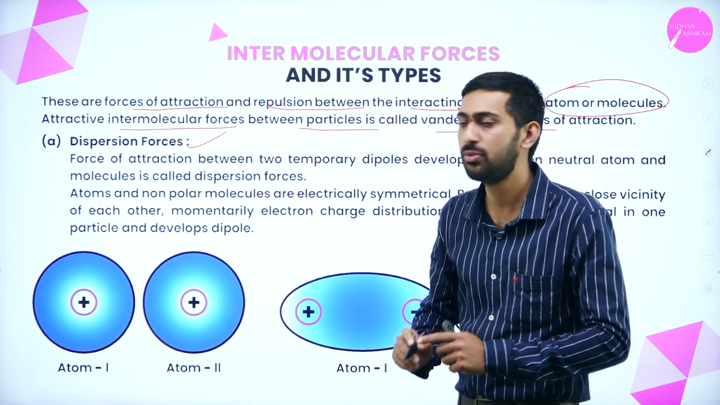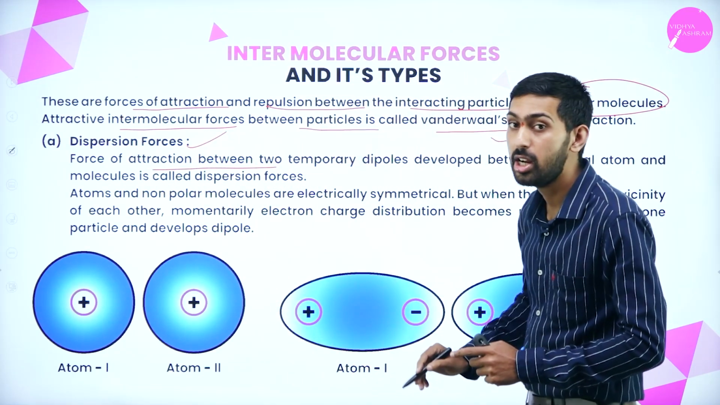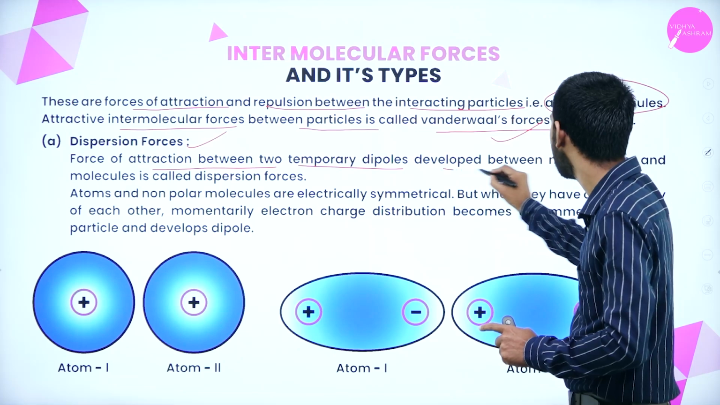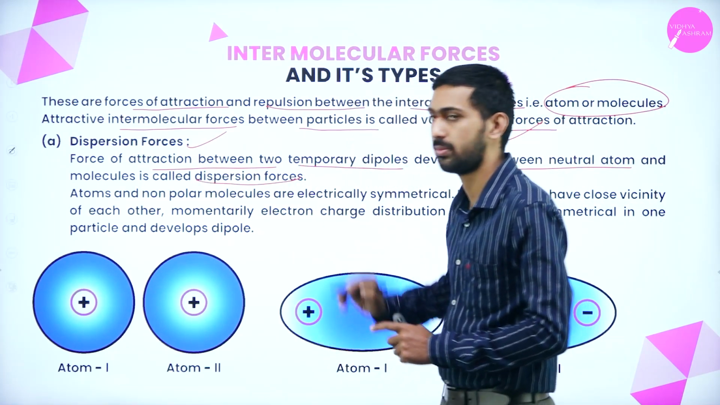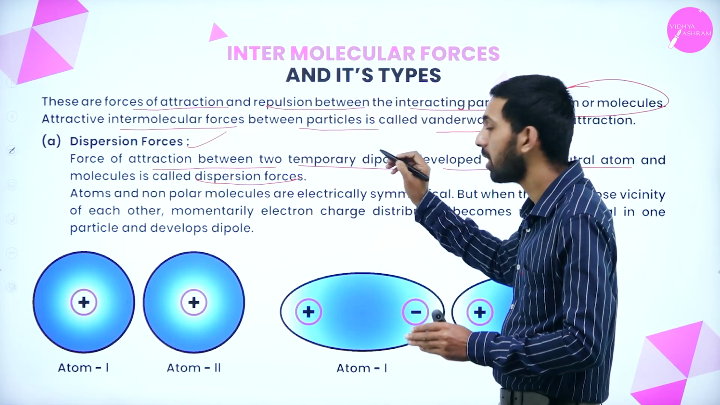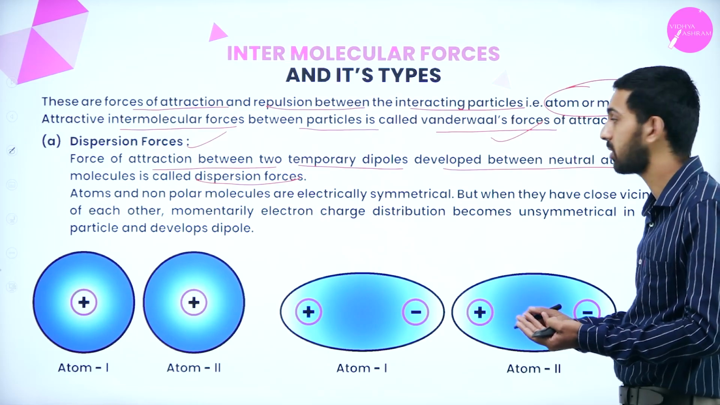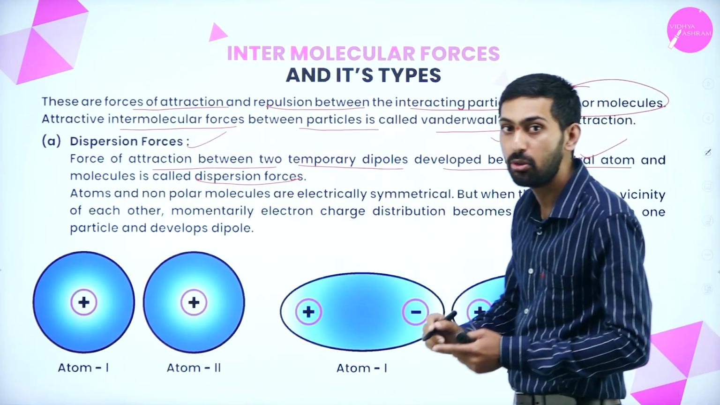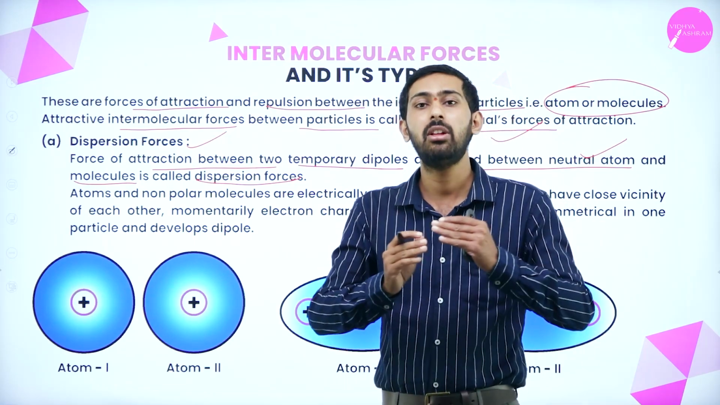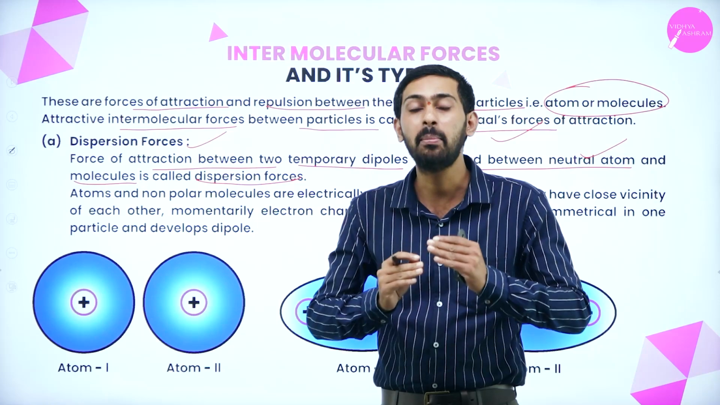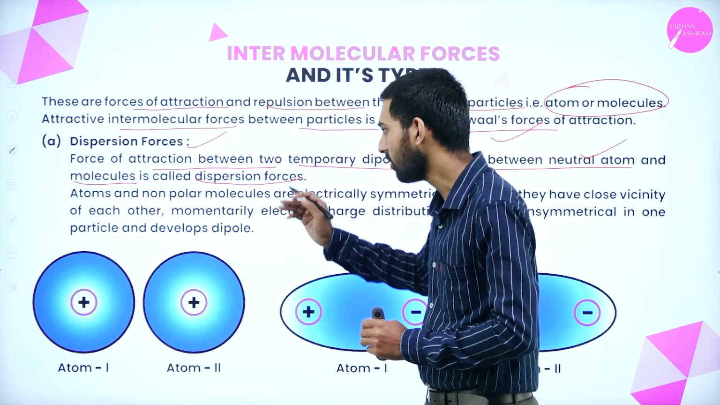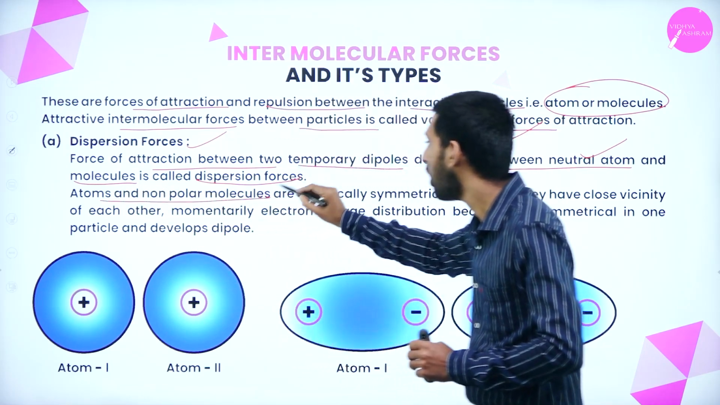What do you mean by dispersion force? It's a force of attraction between two temporary dipoles. Then it is called dispersion force. Okay, it's a force of attraction between temporary dipoles between which type of atoms? Between neutral atoms and molecules. There should be neutral atoms. Then there will be dispersion forces, or temporary dipole forces. Then we can say that it is a dispersion force. Next, the atoms and non-polar molecules.